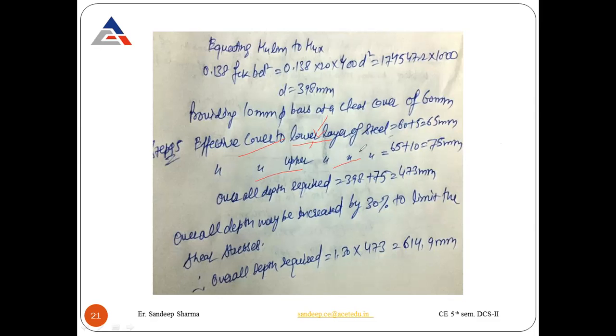So the overall depth required, when we are considering along the y axis, is the effective depth of 398 mm plus 75, along the shorter side.